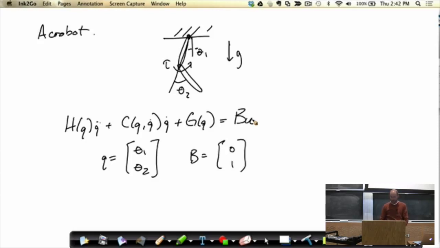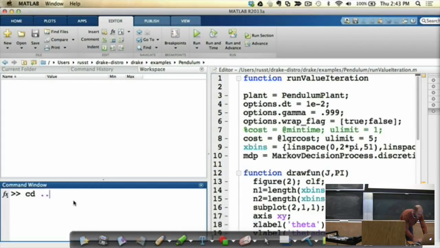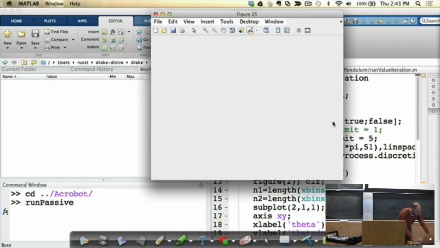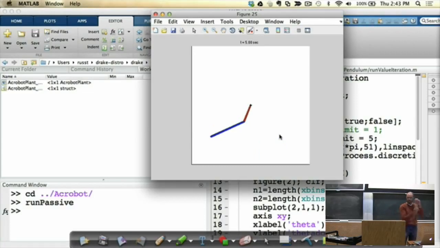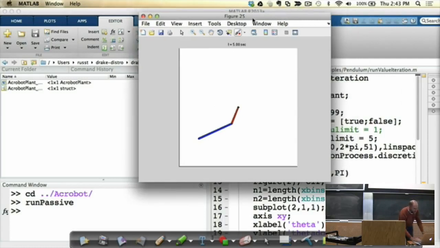Now H, C, and G can be derived very simply with the Lagrangian. I do it in the notes just for completeness, but these days you don't have to, right? You can just count on them being implemented this semester. There's an Acrobat class, and there's a version that writes out the dynamics in H, C, and G form. If you want to think about it that way, there's also one that just pulls from the high-level robot description format.